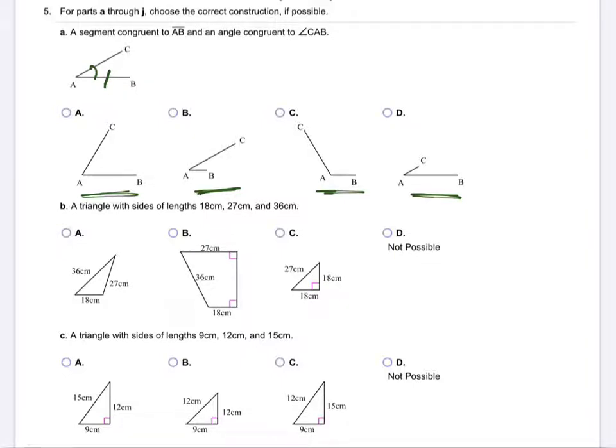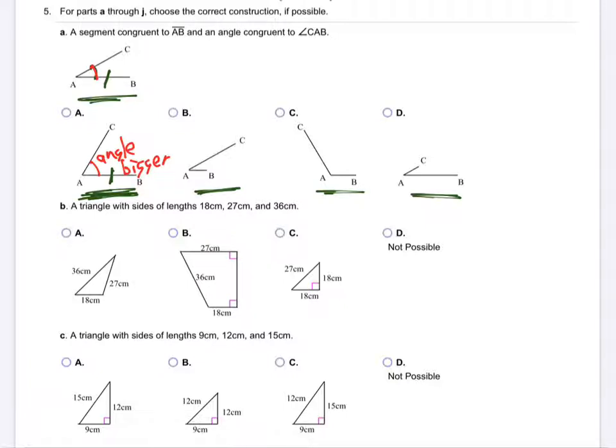Let's start with part A. Does A look good? The bottom looks the same to me, right? This AB length and that AB length look the same to me. That's good so far. But what about the angle? Is this angle the same as that angle? No. The angle is bigger. This angle's bigger, so it's not A. A does not have the same angle.